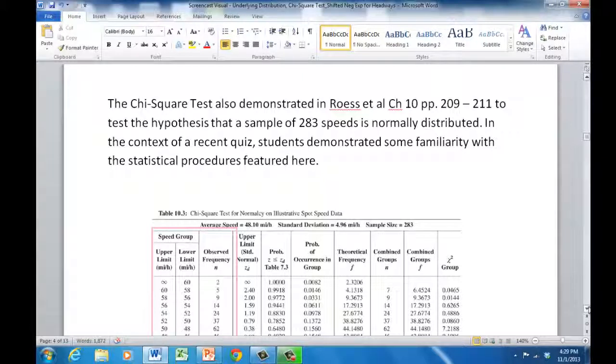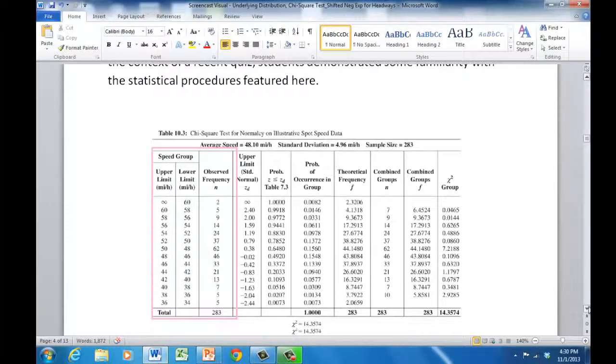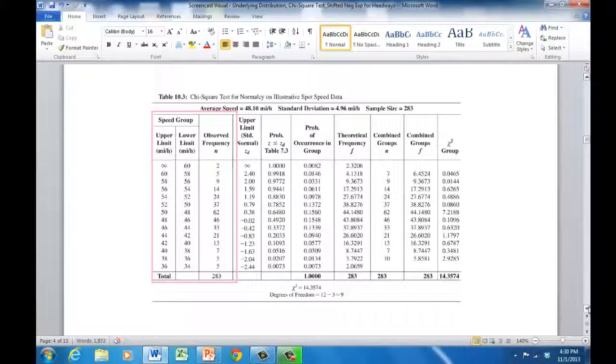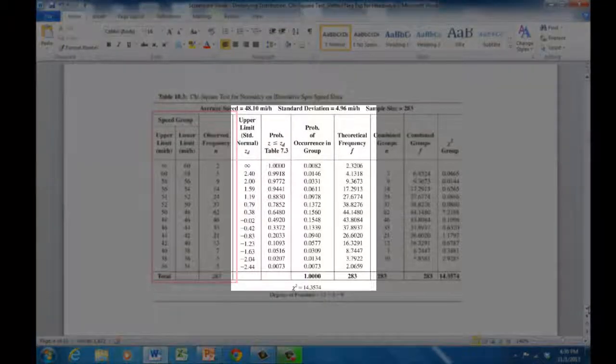The chi-squared test is also demonstrated in Ross Chapter 10. Here, to test the hypothesis that a sample of 283 speeds is normally distributed. In the context of a recent quiz, students demonstrated some familiarity with the statistical procedures featured here. The observed sample of 283 speeds appears in the third column. The hypothesis is developed in columns 4 through 7 in the form of a theoretical distribution constructed to discover how the sample of 283 speeds would appear if drawn from a normal distribution.